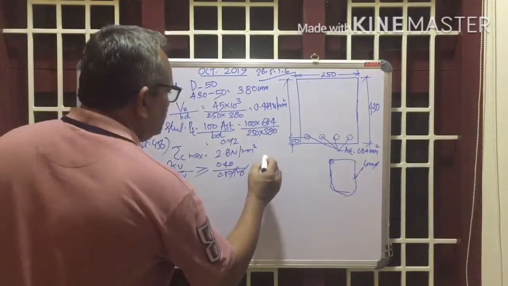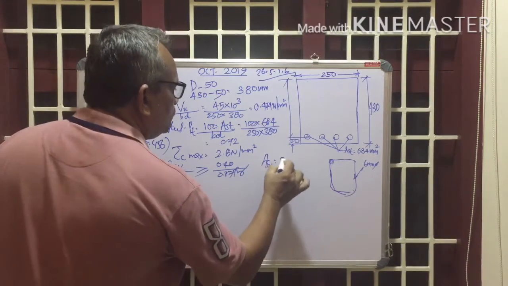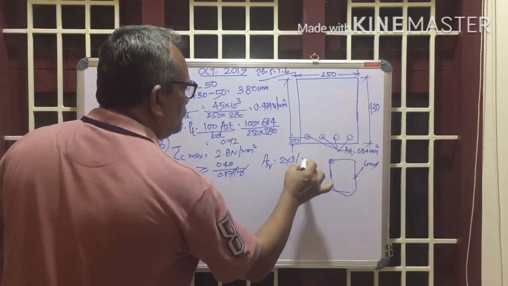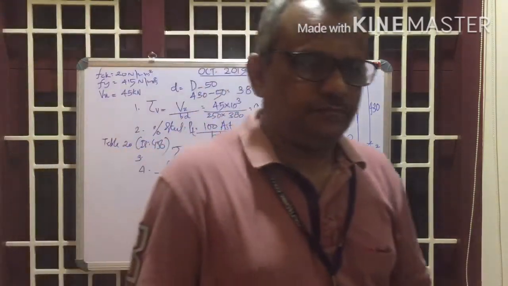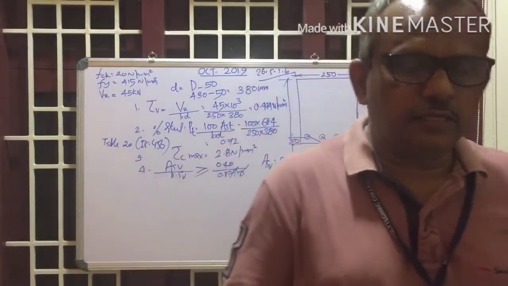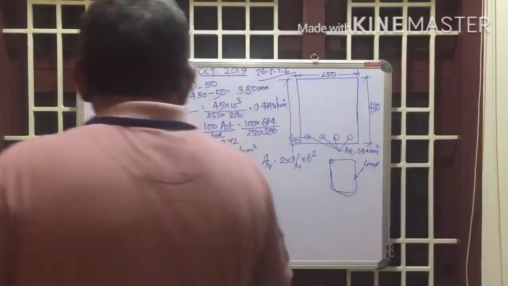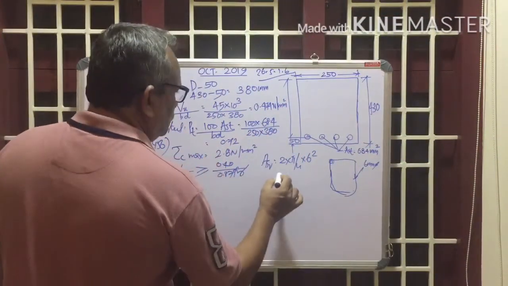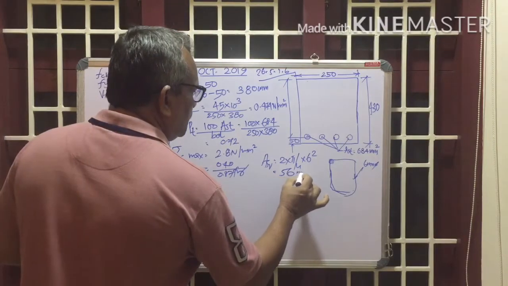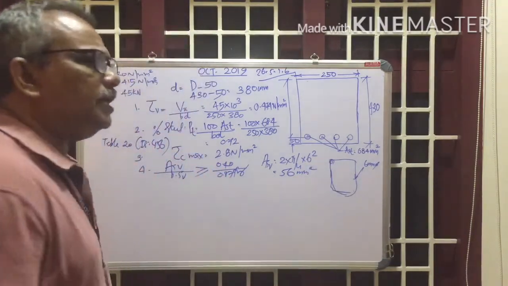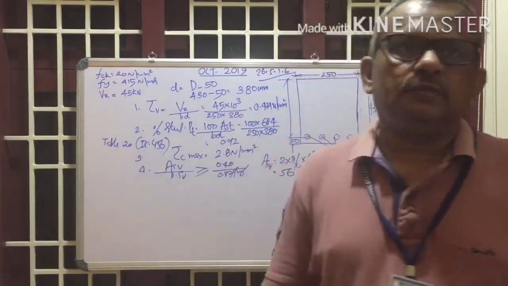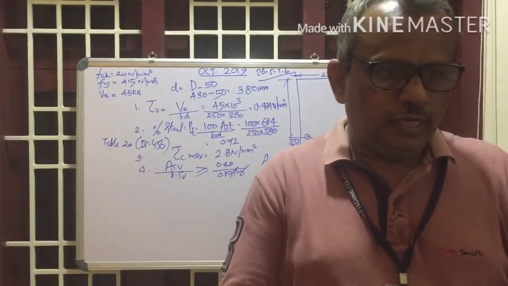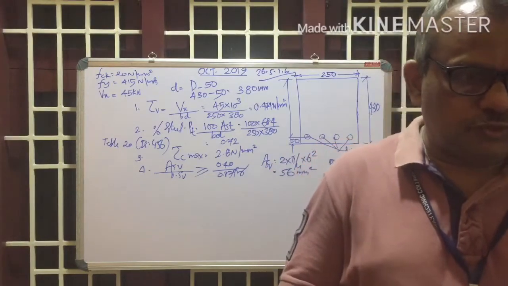That is ASV. Then ASV will be equal to 2 into pi by 4 into 6 squared, where 6 mm is the diameter of the reinforcement. That's equal to, say, 56 mm squared. So the area of two-legged stirrup reinforcement, ASV, is equal to 56 mm squared.